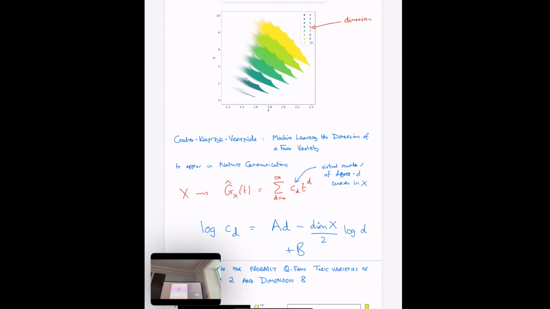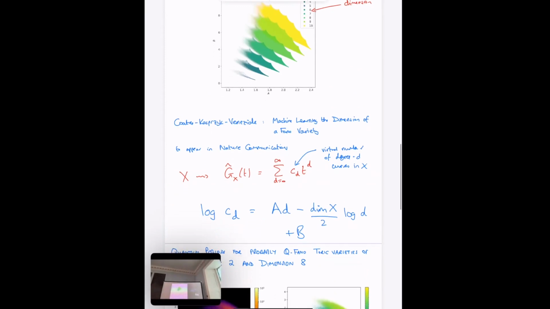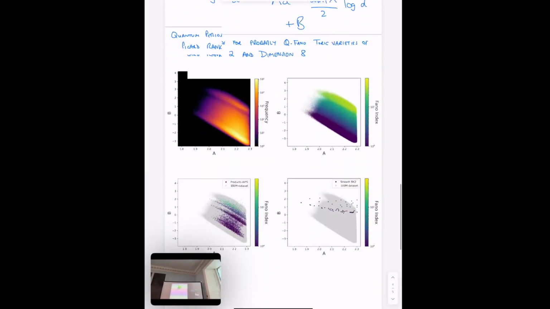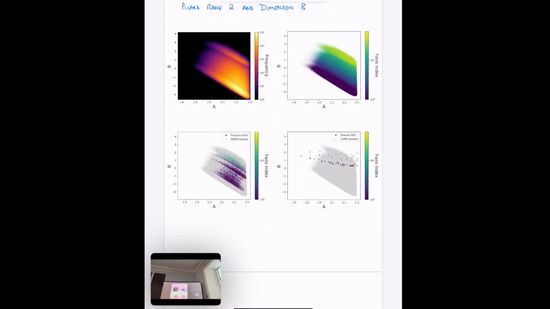But now what we can do is we can use this in Picard rank 2. So we generate 100 million examples of toric varieties that are with high probability Q-Fano. And we take their A's and their B's, so we make the same hedgehog plot as before, and they look like this. So you can see they appear to be falling into some bounded region. And this is for 8-dimensional Fano varieties.